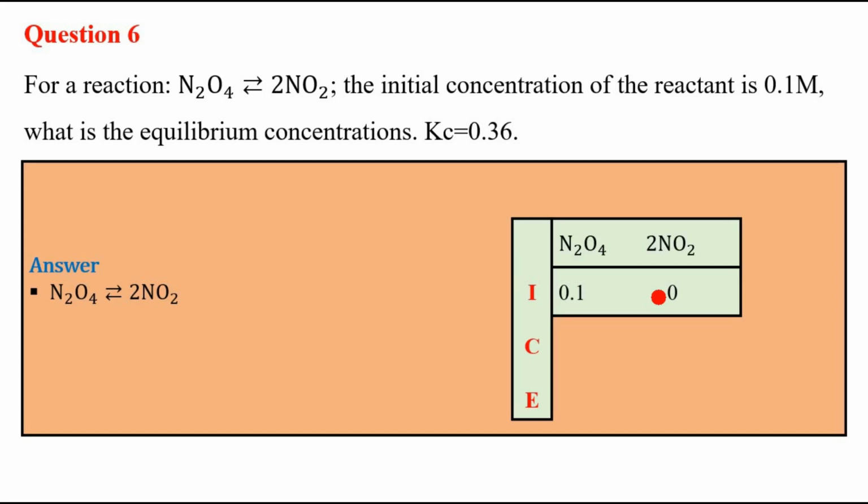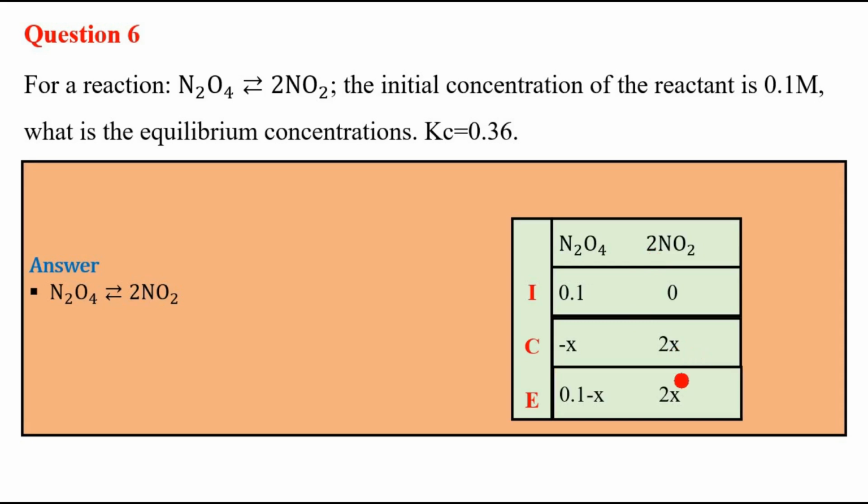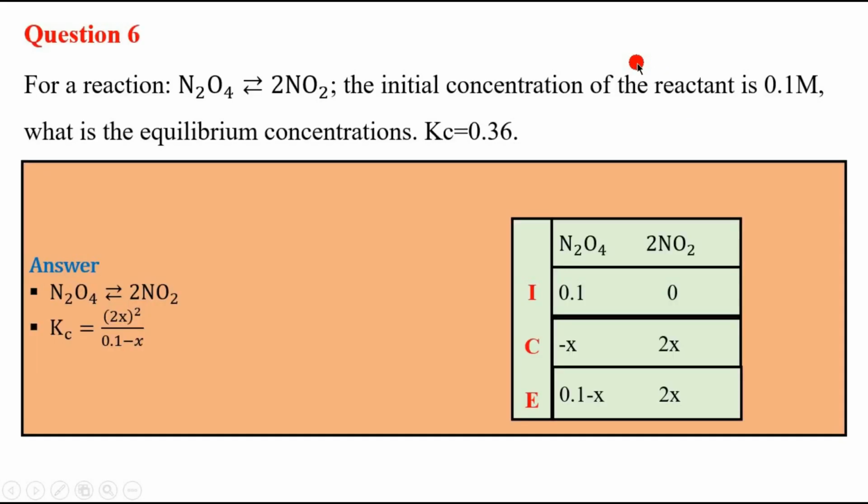Then here we are going to have minus x, and here we are going to form 2x, because we have a coefficient of 2. So we have 0.1 minus x, and here we have 2x. Then we solve for Kc, which is 2x, but don't forget to raise it to the power of the stoichiometric coefficient. That means 2x squared over 0.1 minus x. Please make sure that you don't forget this. If you have a stoichiometric coefficient, make sure you use it. Students always forget that.